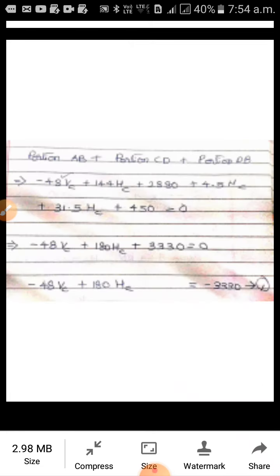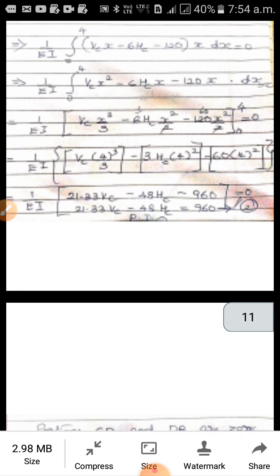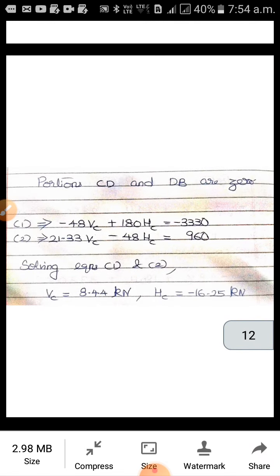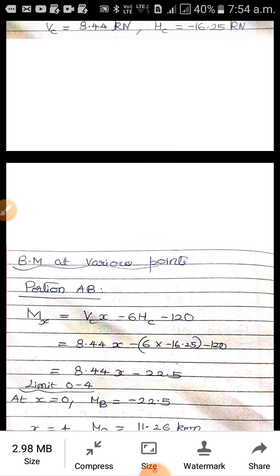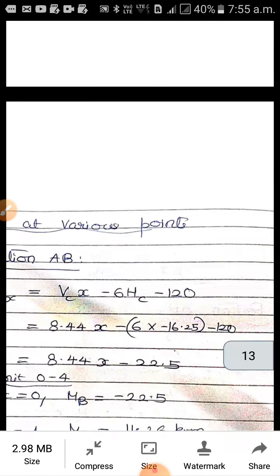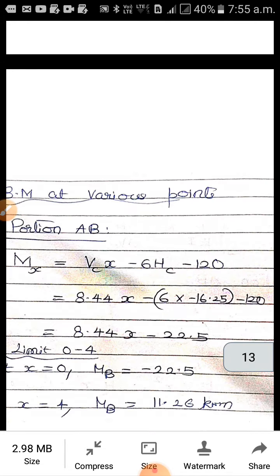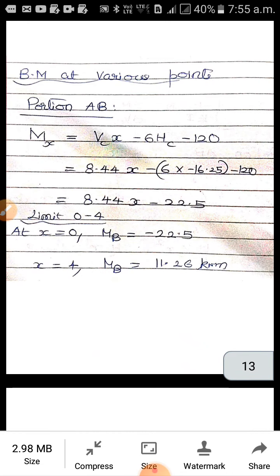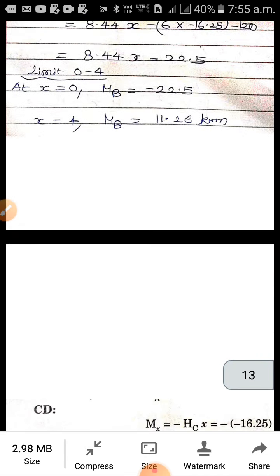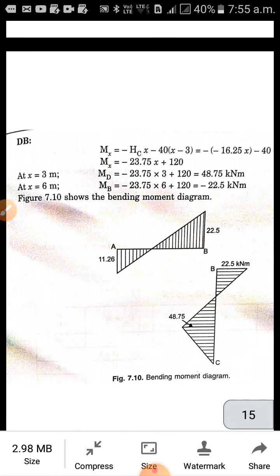So we are going to complete the problem. Okay, so two unknowns, two equations: first equation, second equation. We solve, you get the value of VC, and then after getting the values, you have to apply them in the moment. So the moment for AB is this value you have in the table. Simplify, put in the values of HC and VC. Then you apply the limit 0 to 4. Similarly, do for the other portions also. For portion CD, put in the values. Then you can do it for portion DB, and you will draw the bending moment diagram.